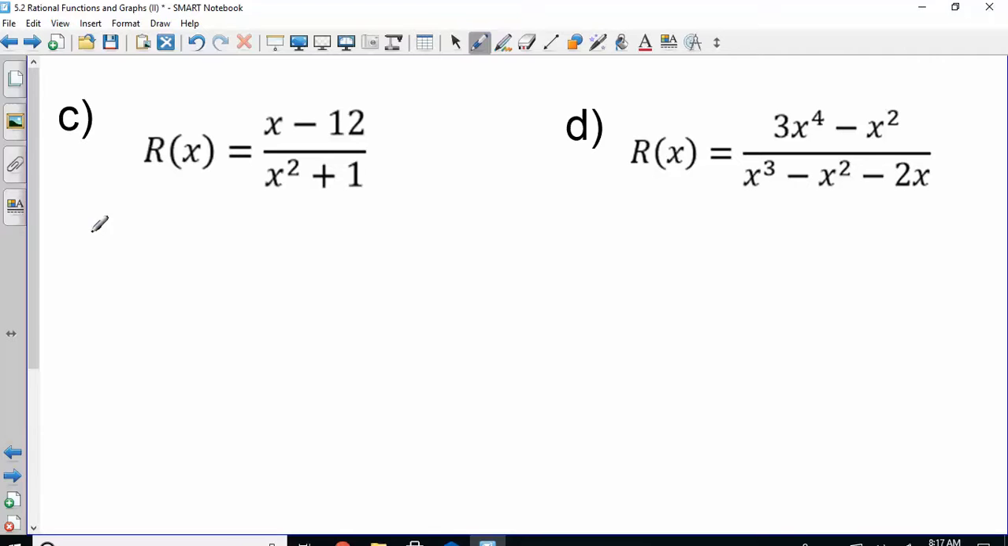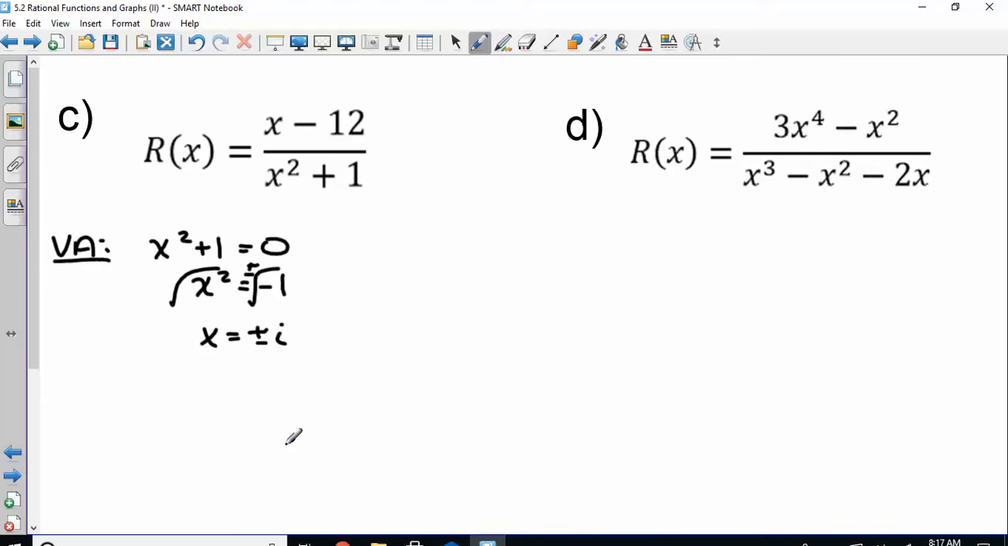So, vertical asymptote. You set the denominator equal to 0. When we do a square root, what are we getting? Okay, in terms of our graph, can we graph i's? So what would I say for my vertical? None. There won't actually be one on our graph.